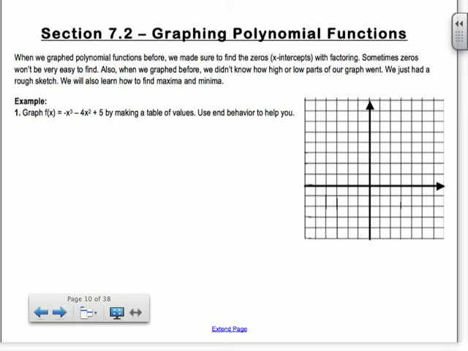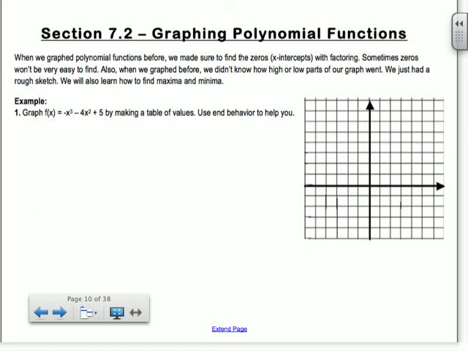It also says when we graphed before, we didn't know how to find the high or the low parts of the graph. So if we had a curve that went like this, we didn't know how to find that point there. We just had a rough sketch. So we will also learn how to find the maxima and minima. You can find it by hand with calculus, but we're going to talk about some other methods in Algebra 2.